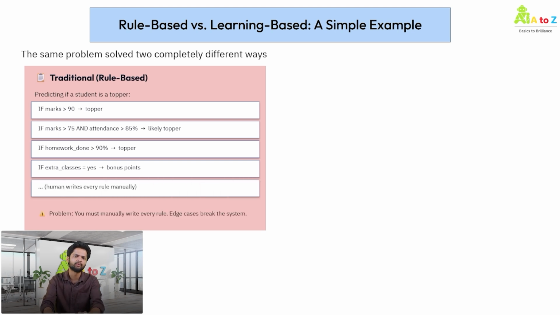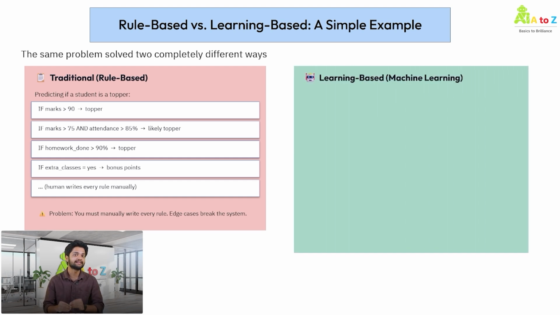But here is the issue. Real students don't behave in clean, predictable ways. You might have a student with average marks but extreme consistency, a student with high marks but poor attendance, and someone who improves drastically over time. Now, what do you do? You add more rules, and more rules. At some point, the system becomes complex and hard to maintain, but the system will still be incomplete because no matter how many rules you write, there will always be edge cases you did not anticipate.